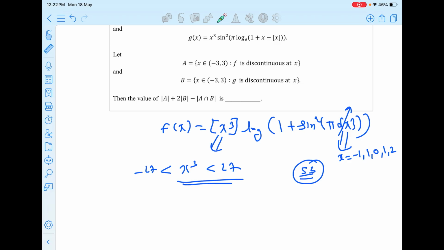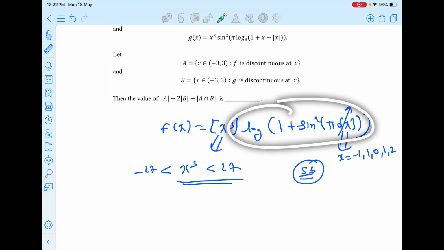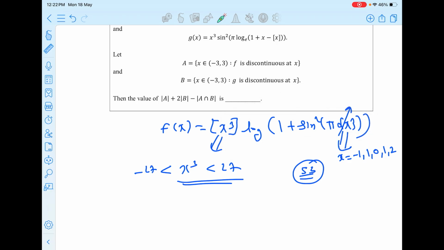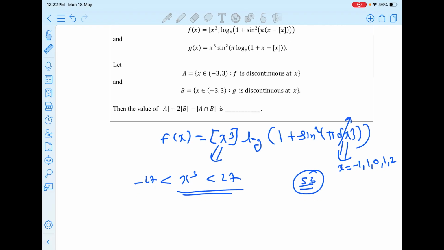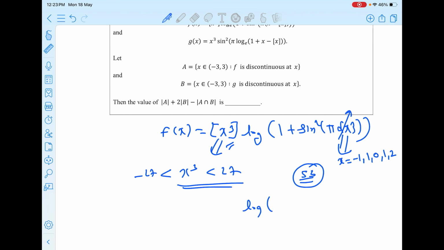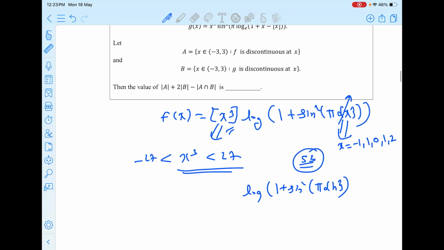So you have to just count what value you are getting at minus 2, minus 1, 0, 1, 2. Okay, that you have to find. Once you get this value, after that whether it contributes to discontinuity or it will not contribute, that you have to check. For example, if I check at 1, I know that at 1 this will be discontinuous, but what will be this? Log of 1 plus sine square pi, fractional part of 1 plus h is nothing but fractional part of h, and when h tends to 0, this is 0, so this will become log 1, so it is 0.